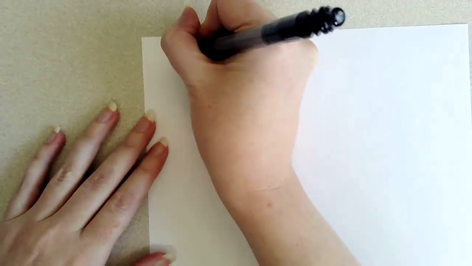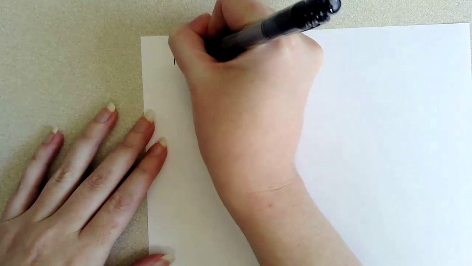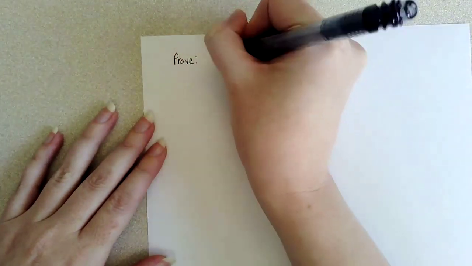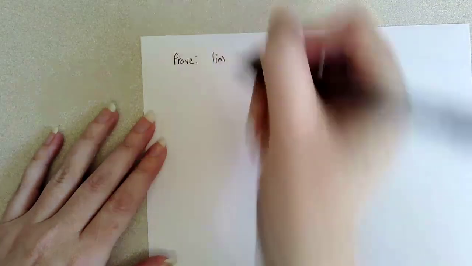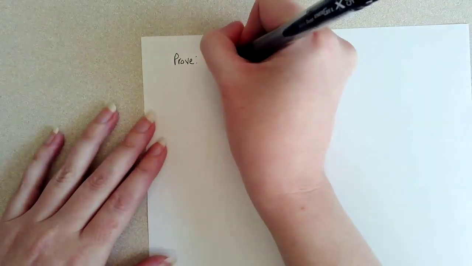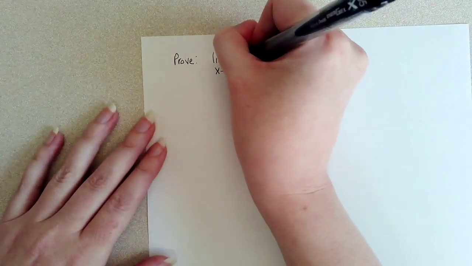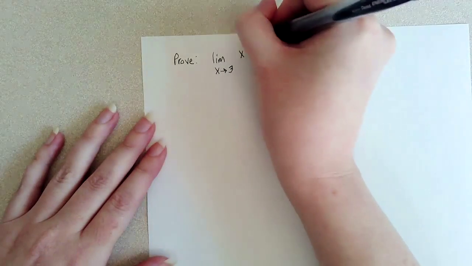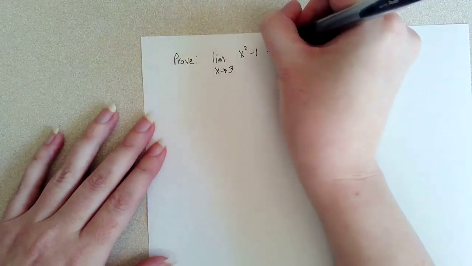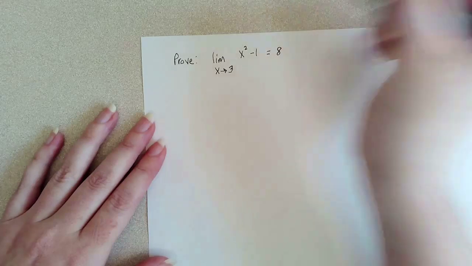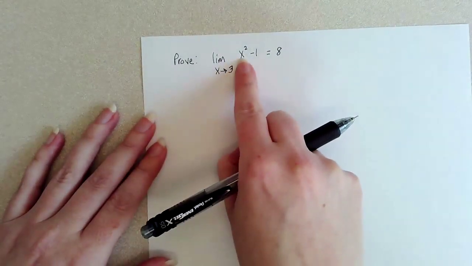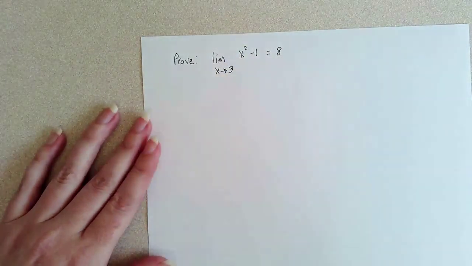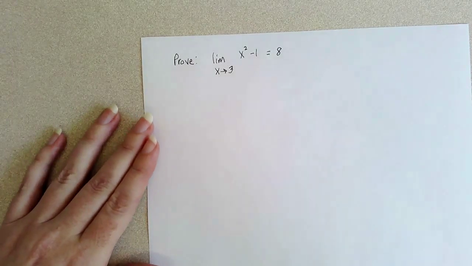How about we do a quadratic? So we're going to prove that the limit as x approaches 3 of x squared minus 1 is equal to 8. And it should be equal to 8 because 3 squared would be 9 minus 1 would be 8. So I'm proving something true here.